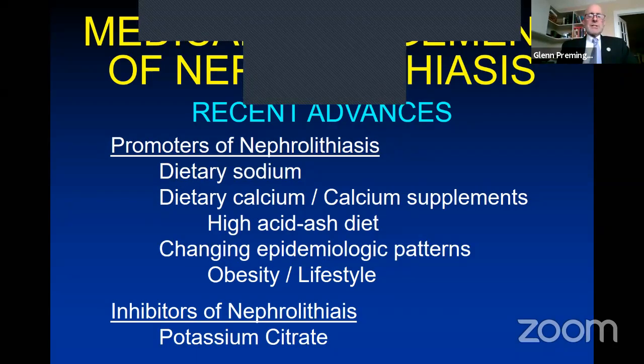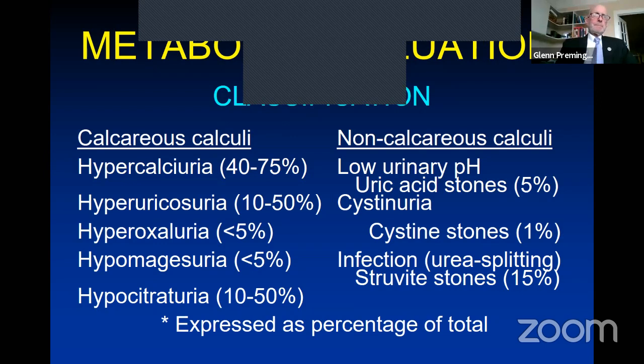And then I'd like to talk about epidemiologic patterns that have been changing due to increased incidence of obesity and changes in lifestyle across the world. And then finally, I'll talk about inhibitors of nephrolithiasis, specifically the use of potassium citrate to help manage stone disease.